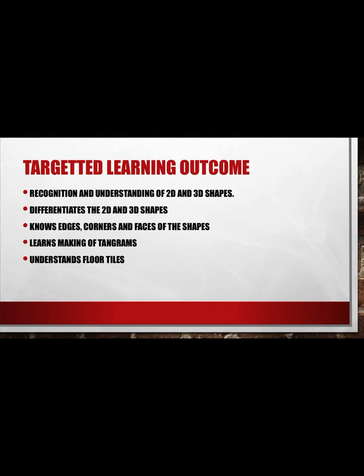Targeted learning outcome. The children should recognize and understand the 3D and 2D shapes. They can differentiate 2D and 3D shapes, know edges, corners and faces of the shapes, learn making of diagrams, and understand the floor tiles as well as the weaving pattern.